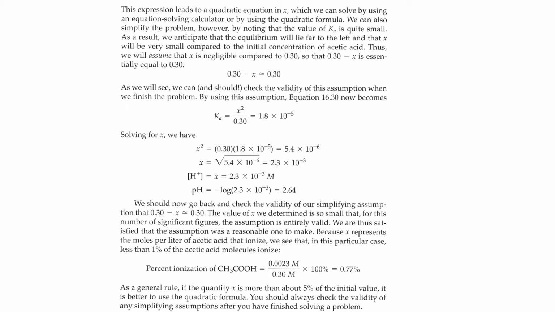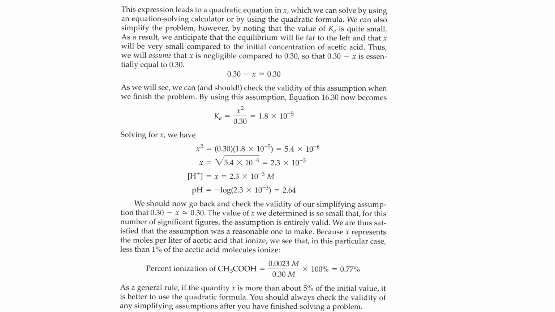We can also simplify the problem, however, by noting that the value of Ka is quite small. As a result, we anticipate that the equilibrium will lie far to the left and that x will be very small compared to the initial concentration of acetic acid. Thus, we will assume that x is negligible compared to 0.3, and so 0.30 minus x is essentially equal to 0.3. As we'll see, we can and should check the validity of the assumption when we finish the problem.